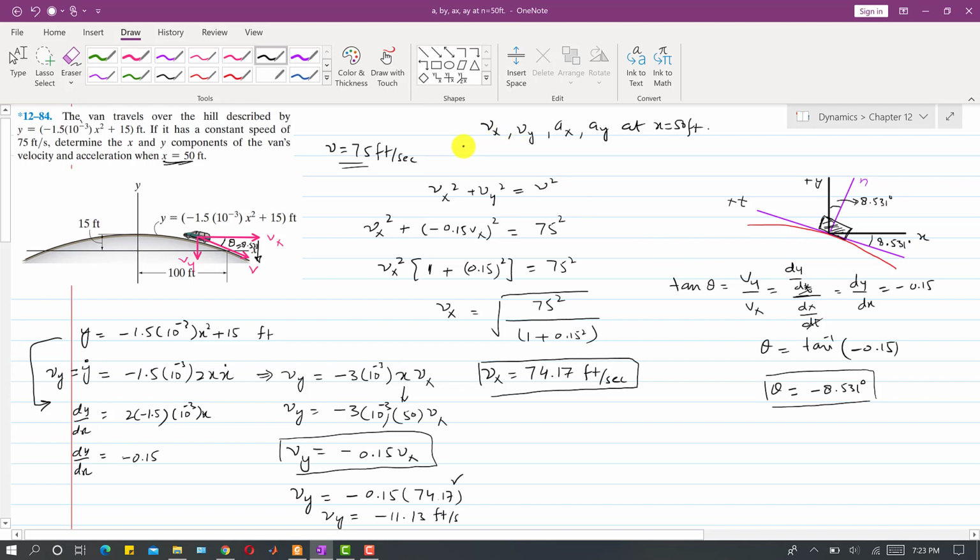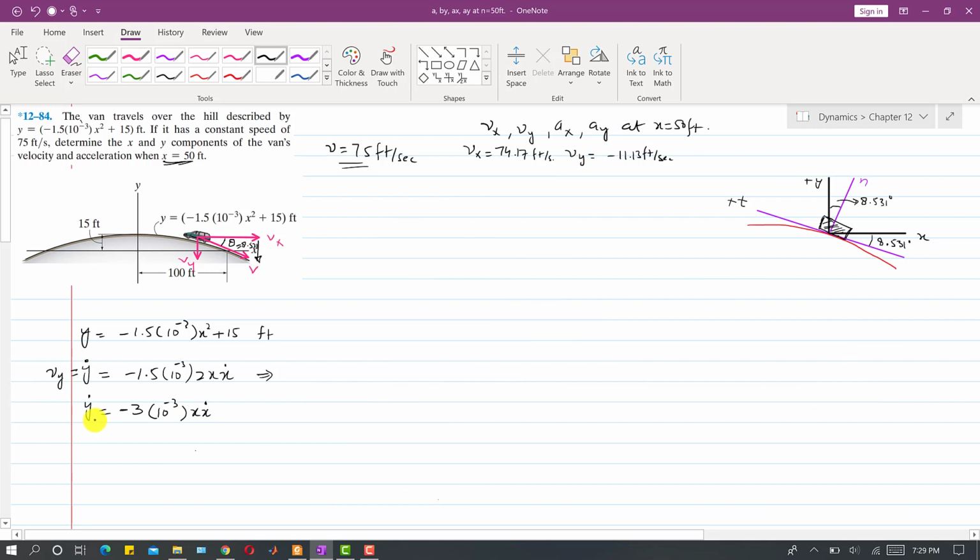Now we have found the Vx value, which is 74.17 feet per second. Vy is minus 11.13 feet per second. Now we will find the Ax and Ay components.